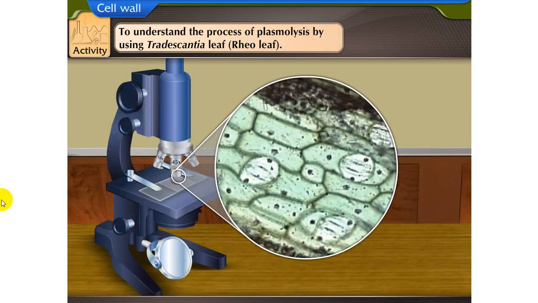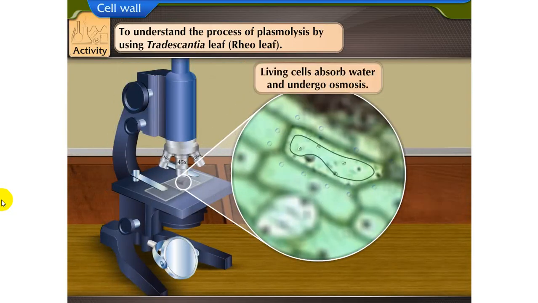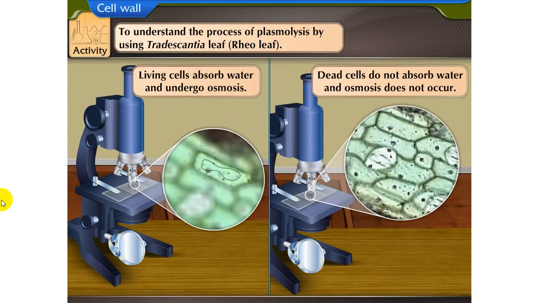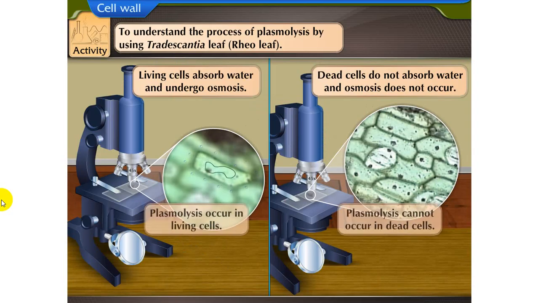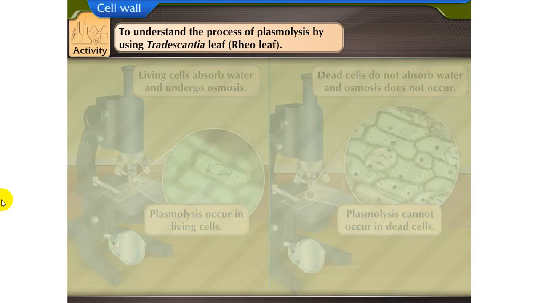During observation, it is noticed that plasmolysis did not occur. This means that plasmolysis did not occur in boiled leaf cells. Thus, we can infer from the experiment that only living cells can absorb water and undergo osmosis, whereas dead cells are not able to absorb water. Hence, plasmolysis cannot occur in dead cells.